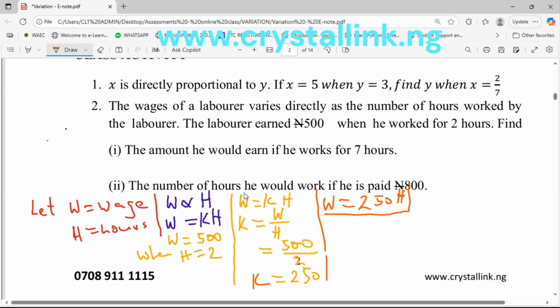And we also need the number of hours he would work if he is paid 800. So in this case now, the W is 800. You put it here, then you now calculate for H. And that's how you go about solving this. So let's proceed.